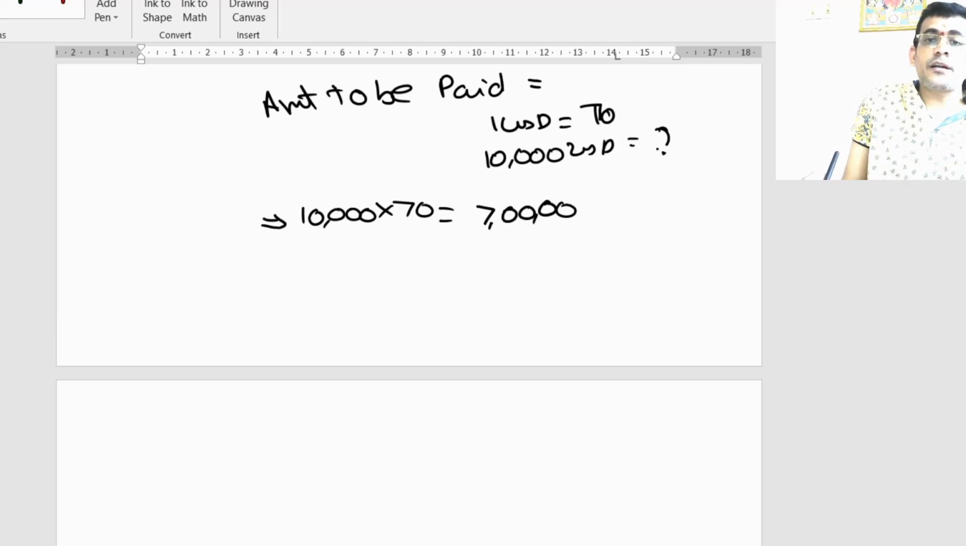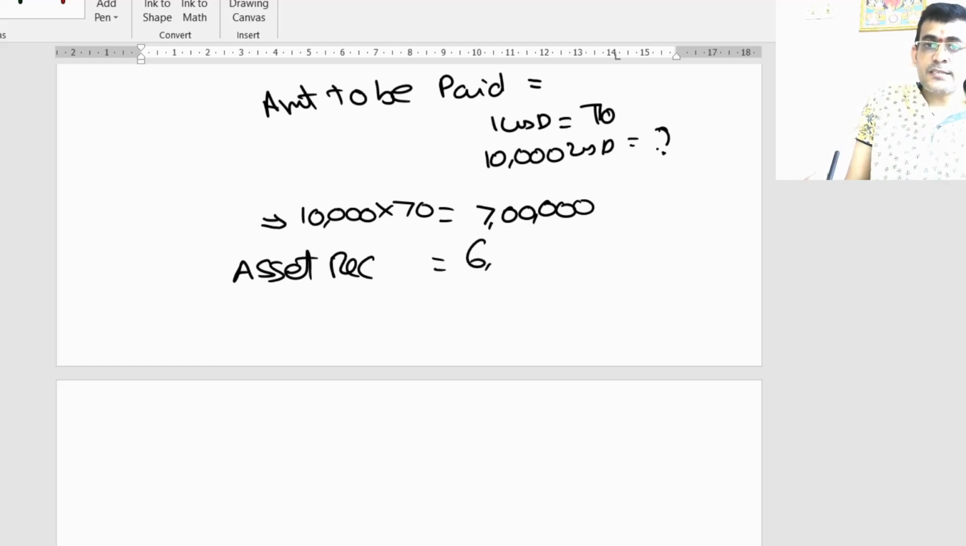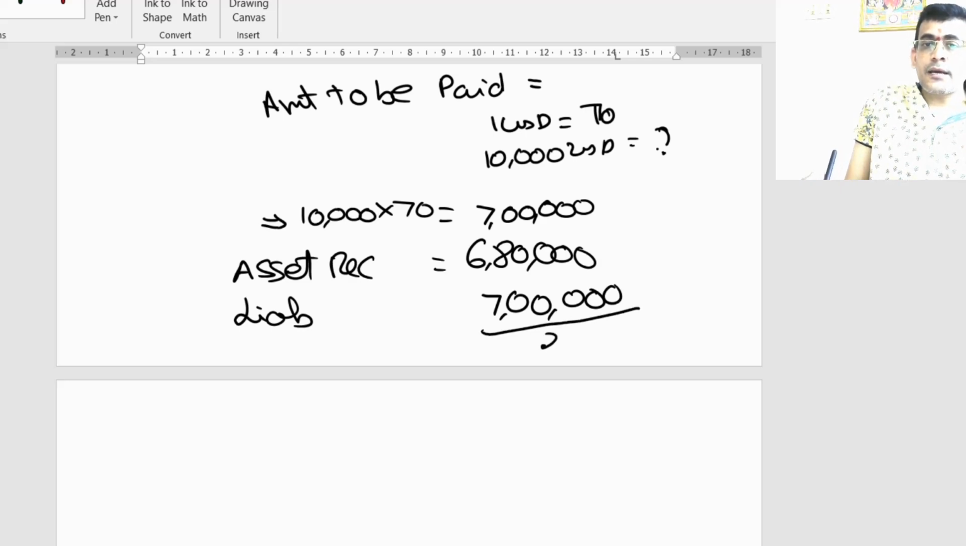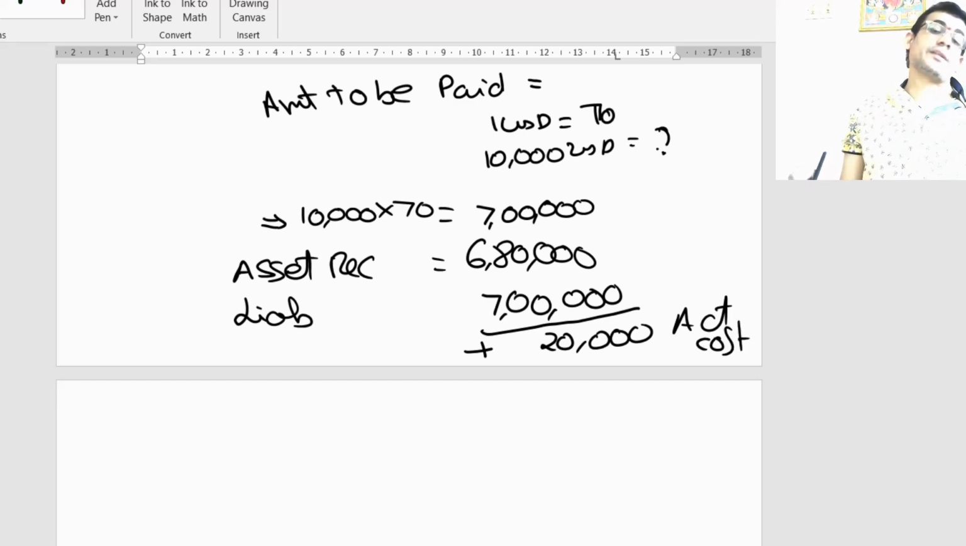Asset recorded in your books is 6,80,000. Liability is now 7 lakhs. So my liability increased by 20,000. Now what does the Act say? Add this to your actual cost of asset. That's it. Actual cost of asset, I will add this 20,000.